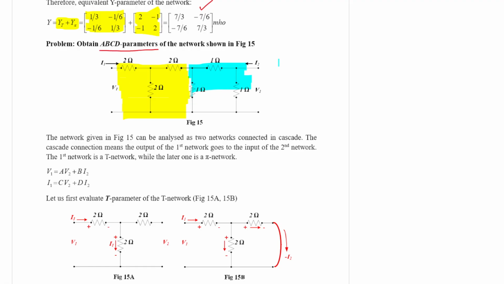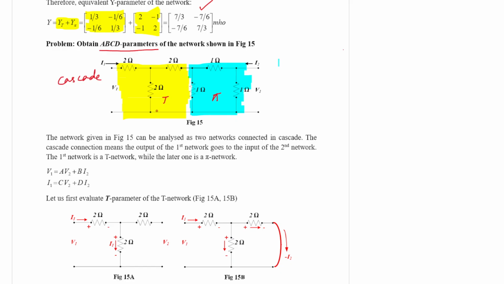So first, a T network as shown by yellow, and then a pi network as shown by blue, and they are connected in cascade. Why? Because if you see, this is a T network, and the output of the T network is received by the input of the pi network.